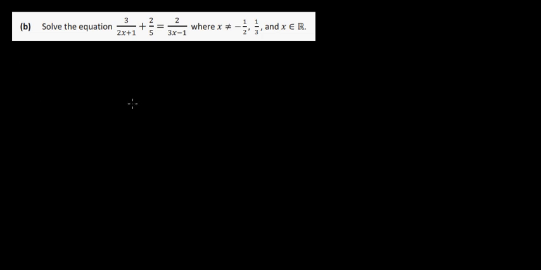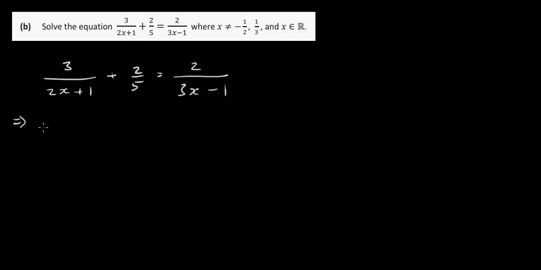Now part B is just a case of solving this equation here. So you've got to write this down and just try and get x on its own. So it involves fractions, algebraic fractions, so we've got to do a little bit of work here. So let's see, we've got 3 over 2x plus 1. We've got to add 2 over 5, and that should be equal to 2 over 3x minus 1. Okay, now there are a number of ways of approaching this, but what I'm going to do is add these two fractions here on the left hand side.